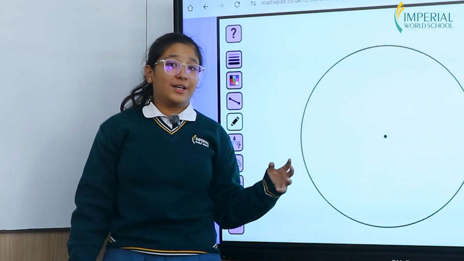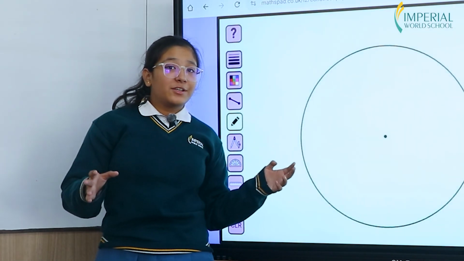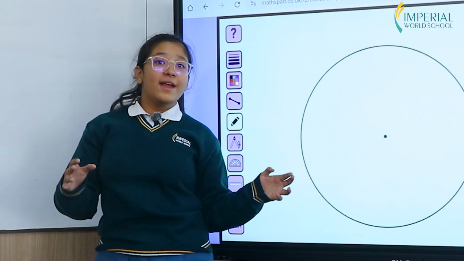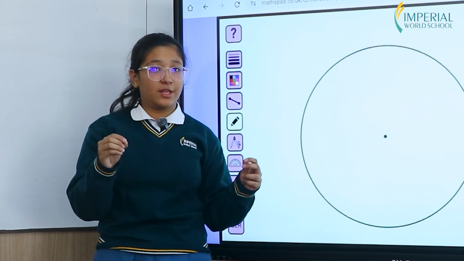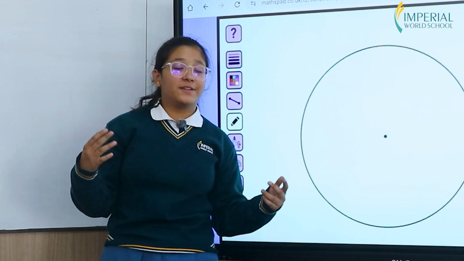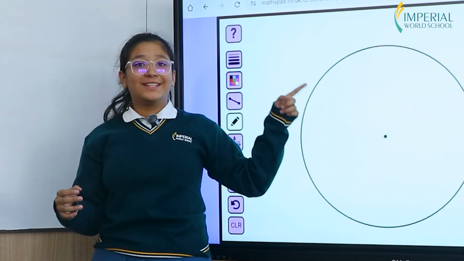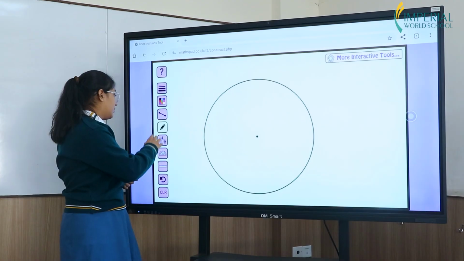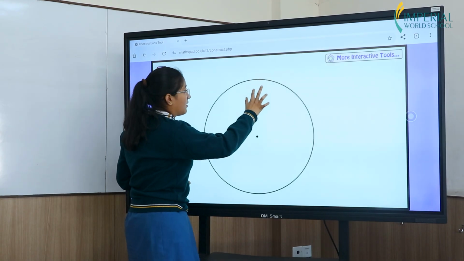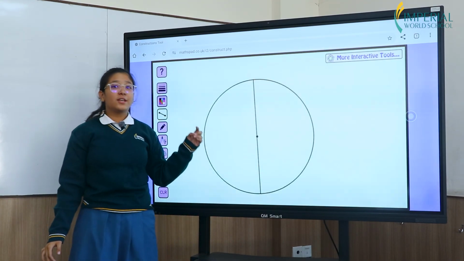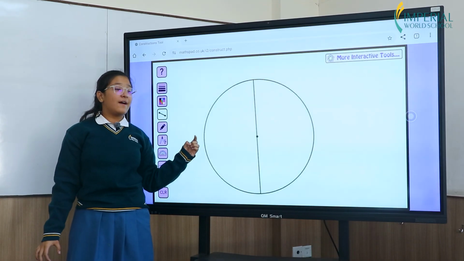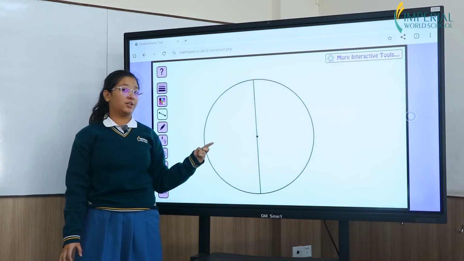The next component is the diameter. Diameter is also called the longest chord because it is also a line segment that joins one part of the circumference to another. But the difference is that it passes through the center of the circle. This thing is also the reason of how to make a semicircle in a circle.